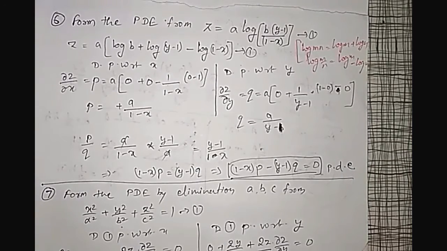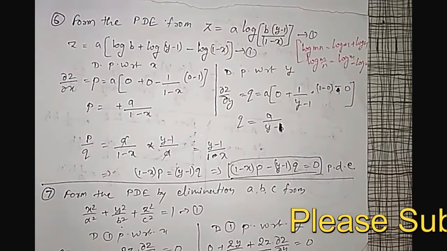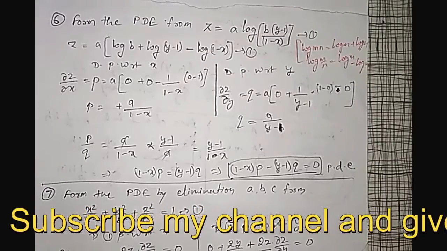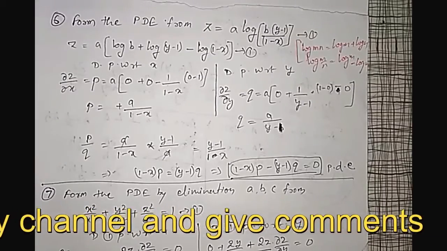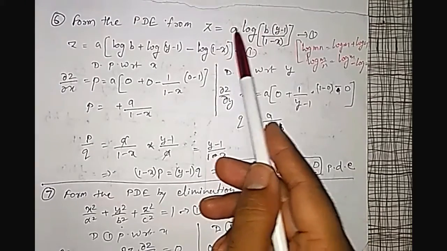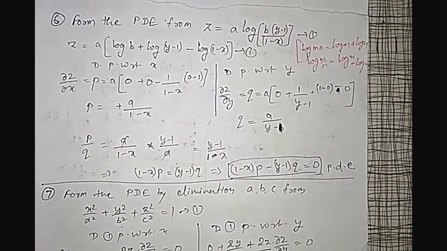If the differential equation contains a number of arbitrary constants more than the number of independent variables, then the differential equation is of second order. In the previous examples, the number of arbitrary constants was the same as the number of independent variables. x and y are two independent variables, and a and b are also two. That's why we are getting first order.